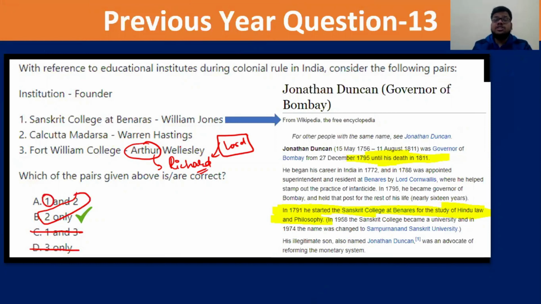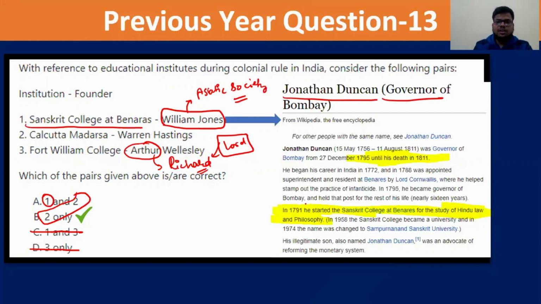The Sanskrit College at Banaras by William Jones. William Jones was not responsible for the Sanskrit College. Rather, he was responsible for the Asiatic Society of Bengal. It was Jonathan Duncan, the governor of Bombay, who established the Sanskrit College at Banaras in 1791. This also we have discussed while we were discussing Warren Hastings. So the answer is 2 only.